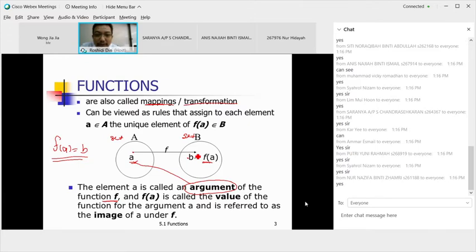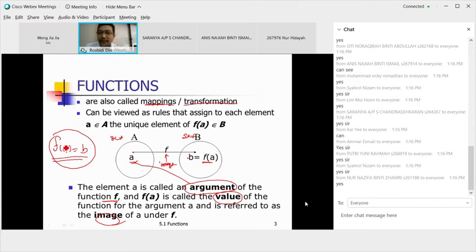So this A we call the argument. Once we map to B, where this B is based on the mirror from F of A, we call this F of A a value. So this value is mapped from the argument. Under this F, we call this the image under F. Image under F. So this argument is referred to as the image under F. So that's why we get this formula. This formula shows that a relation is a function.